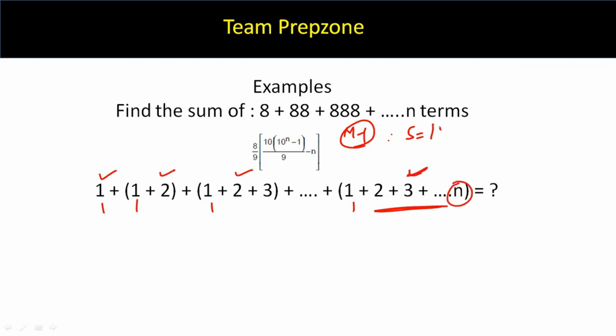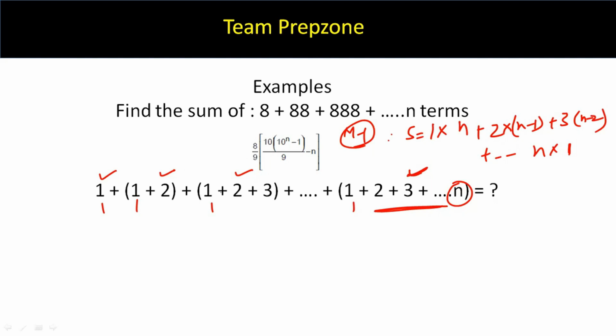Which means the sum is nothing but, how many times will 1 come? n times. Similarly, how many times will 2 come? n minus 1 times. Similarly, how many times will 3 come? n minus 2 times. Similarly, how many times will n come? n comes 1 time. So this is the expression of the sum. Then you just simplify this expression, right? Now there is not much left in this. You just have to simplify this expression.